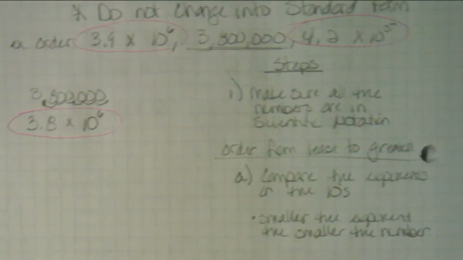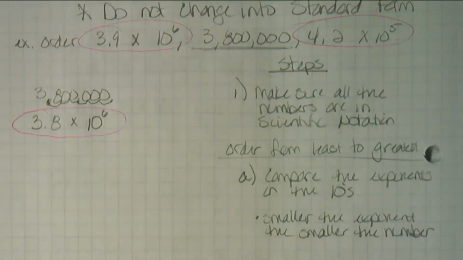So someone tell me, what do you notice about the exponents on our 10? That's the first thing you compare, the exponents on the 10. Cullen? 3.9 times 10^6 and 3.8 times 10^6 are the same exponent. So these are the same.